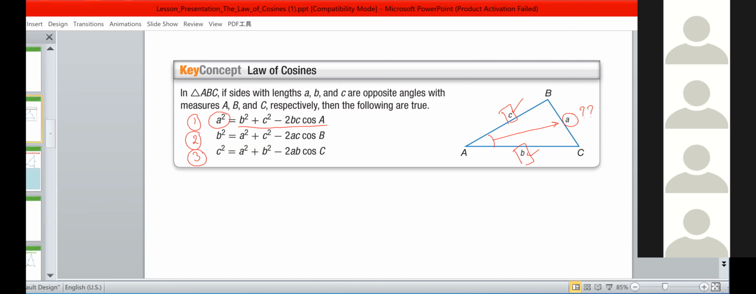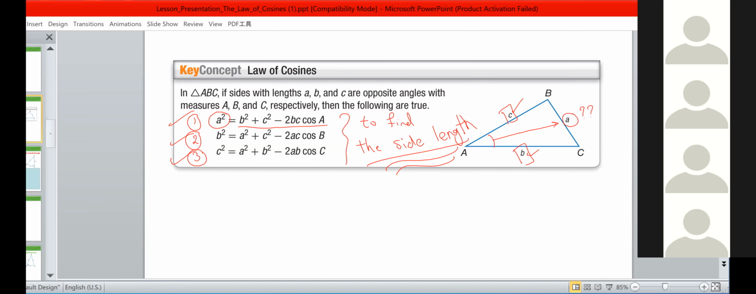What about the other 3 rules? These 3 rules we use them if we want to find the side length. So if we want to find the side length, we use one of these rules according to the required. If the required is A, I use the first rule. If the required is B, I use the second one. If it is C, I use the third one.